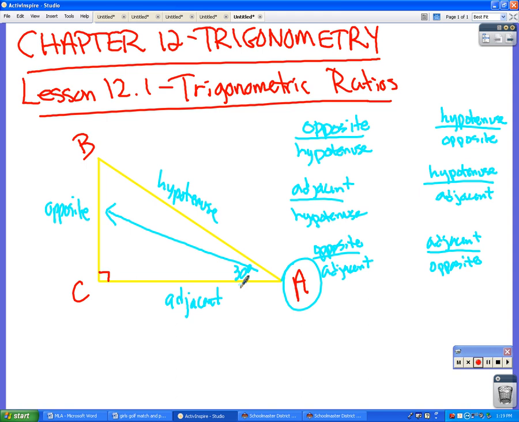So what would be true about the ratio of the hypotenuse over the opposite side of this triangle and the hypotenuse over the opposite side of an even bigger triangle? They would be the same, okay? And so once I choose this angle, then all of these ratios become the same, okay?